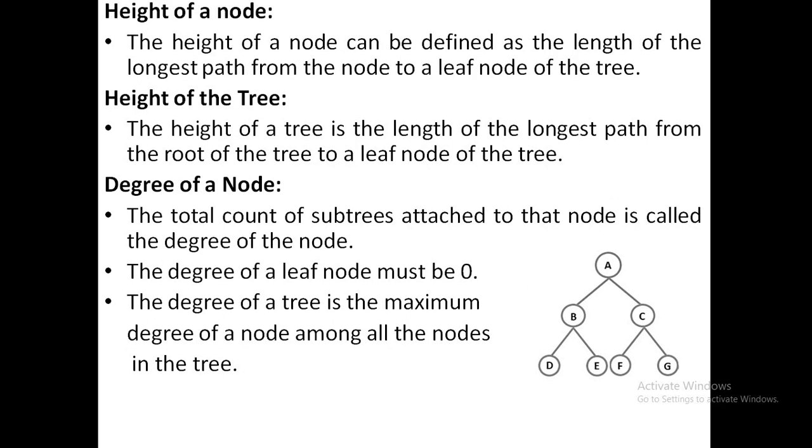Height of a node. The height of a node can be defined as the length of the longest path from the node to a leaf node of the tree. Similarly, height of a tree is the length of the longest path from the root of the tree towards the leaf of the tree. Degree of a node. The total count of subtrees that are attached to a particular node is called the degree of that node. Leaf nodes don't have any subtrees, and hence the leaf node's degree will always be 0. And the degree of a tree is the maximum degree of a node among all the nodes in the tree.